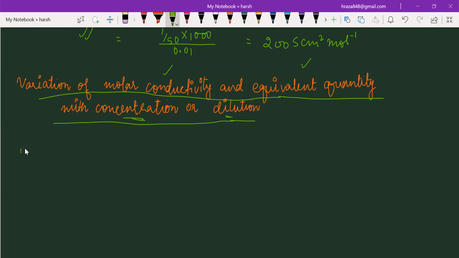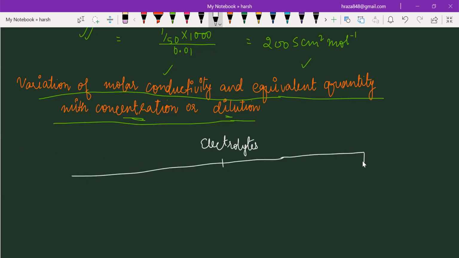So see what happens here. We are studying about conductance. First of all, there are two types of electrolytes. Just erase this conductance; we are going to study about electrolytes. Do you know how many types of electrolytes there are? Yes, it is of two types, strong and weak, as from class 11. One is a strong electrolyte and another is a weak electrolyte.